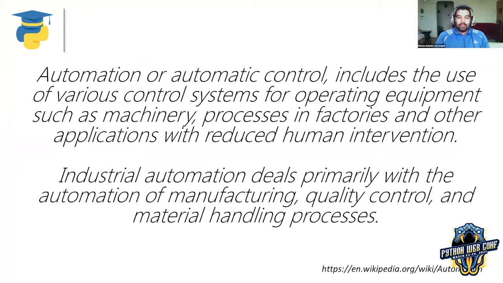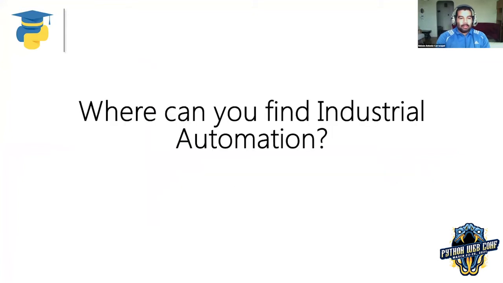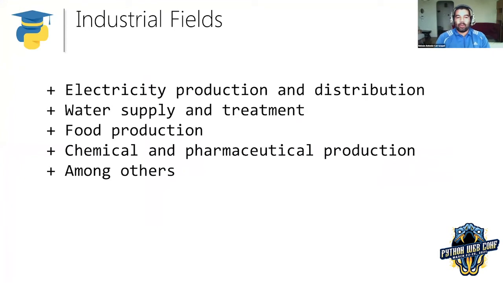We have another term that we should understand first, the concept of industrial automation. Industrial automation deals primarily with the automation of manufacturing, quality control, and materials handling processes. And where can you find industrial automation? You can find industrial automation in the following fields: electricity production and distribution, water supply and treatment, food production, chemical and pharmaceutical production, among other fields. There are plenty of fields, but let's keep it with the most common ones.